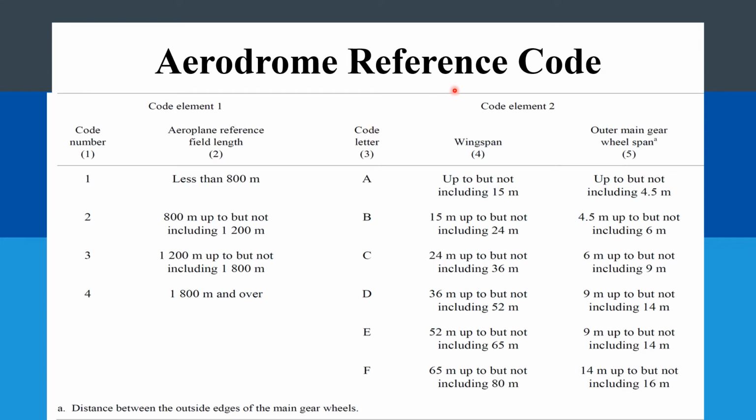Only. Aerodrome reference code has only 2 elements, a number and a letter. That is what makes up the Aerodrome reference code. Keep this in memory, keep this close to you, and become familiar with the aircraft that falls within the code element ranges, so that you can easily determine what aerodrome reference code your aerodrome is operating.